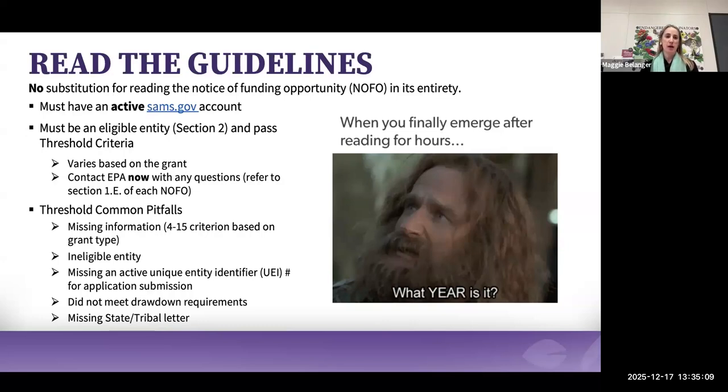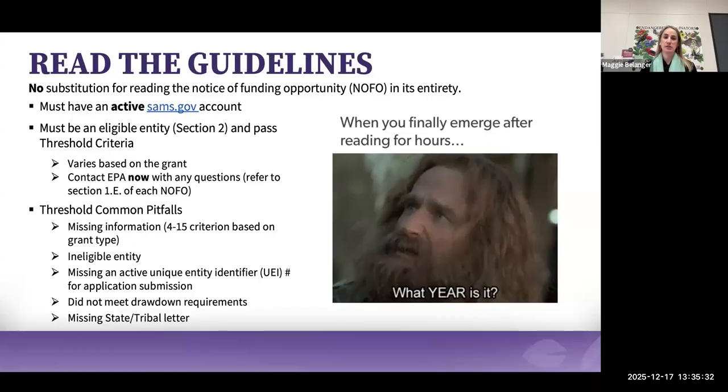Some things to keep in mind as you are evaluating threshold and addressing that criteria. Here's a list of some common pitfalls that we've seen in the last few competition cycles. Just missing information. Again, depending on the type of grant you're applying for, there could be anywhere from 4 to up to 15 questions of just threshold.